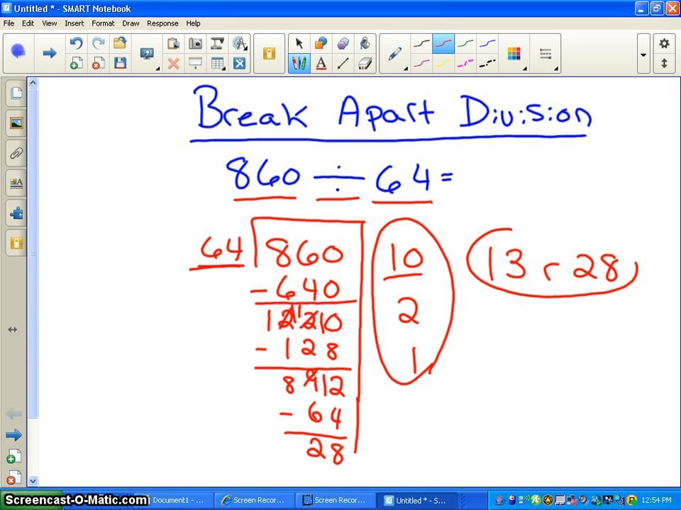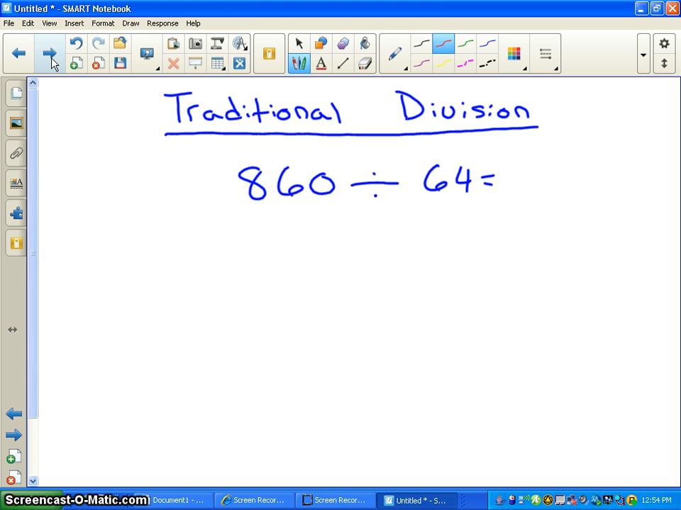Now we know that our answer is right here. So let's see if it works when we do the other way, which is the traditional division. So we knew that our answer was 13, remainder 28. Okay, let's do the same thing. We set it up just like we have always done. So 860 divided by 64. When I do this, I don't need to make a long line on the end of my division sign. What I'm doing is a traditional way. Well, here's how you do it.